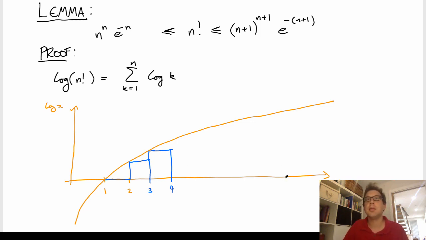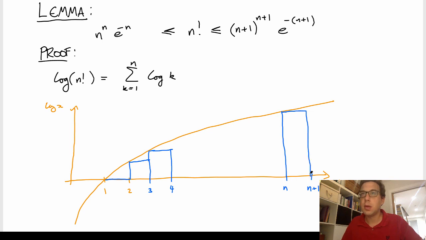If I go all the way up to n plus 1, then I'm going to get the final value in my sum. It's going to have height log n and width 1, so that corresponds to the last term in this sum. So the value of this sum is just the area under all of these rectangles.